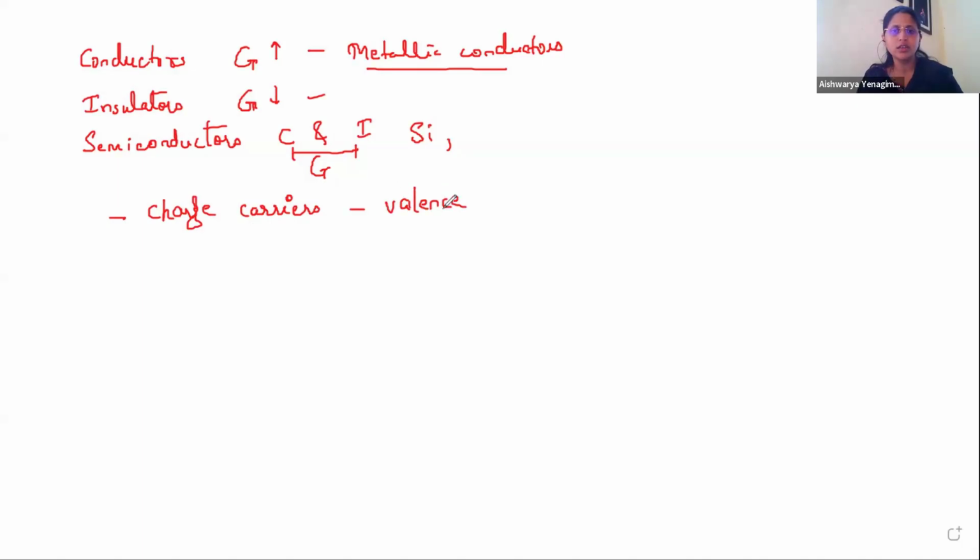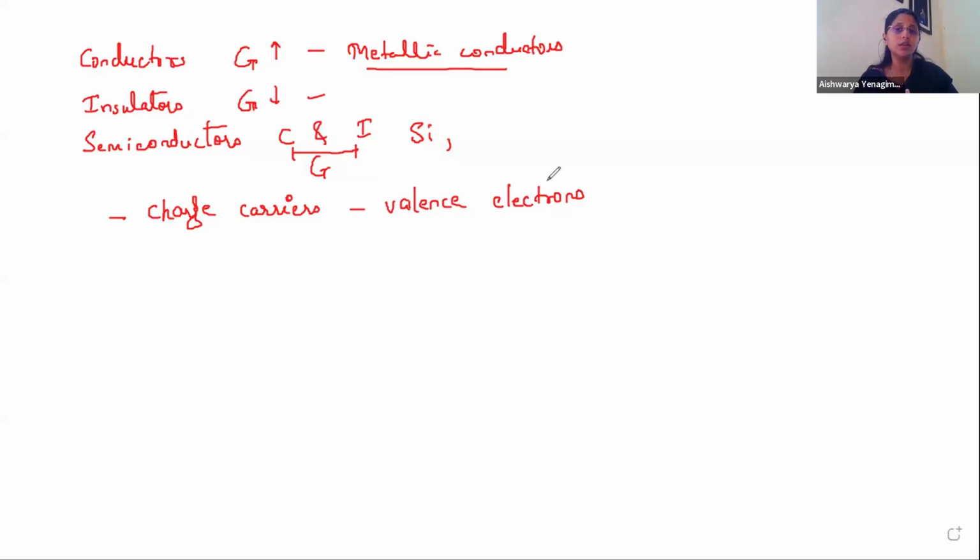Who are the charge carriers? They are valence electrons. The electrons present in the valence shell, in the outermost shell, are called valence electrons. These valence electrons are more reactive, since they are held very far from the nucleus and nuclear attraction is slightly less, so they are very free. They can move from here and there, and when they move into a piece of metal wire, they start the flow of electrons.